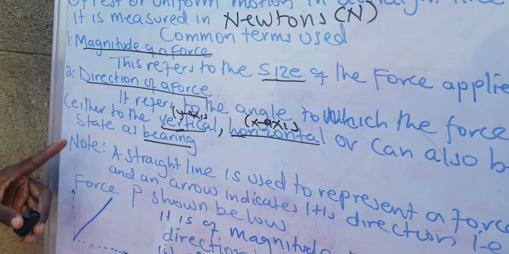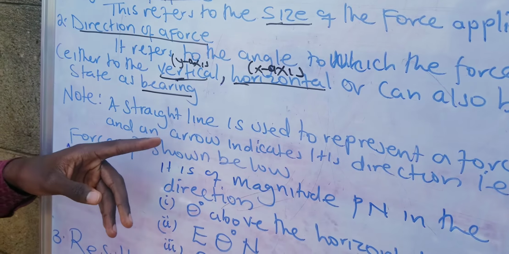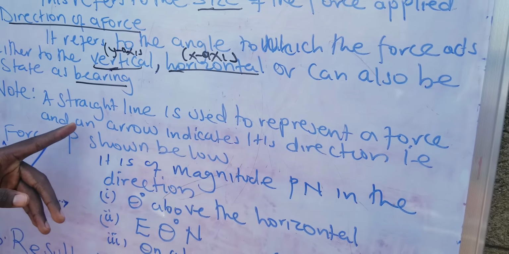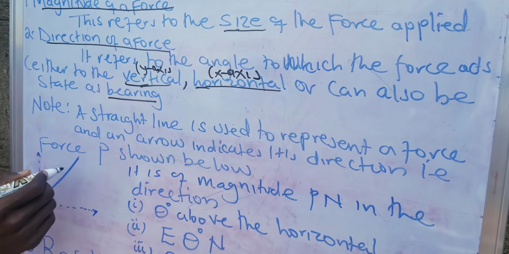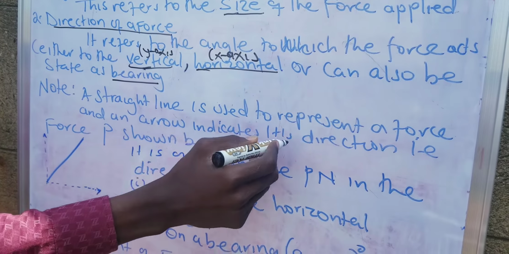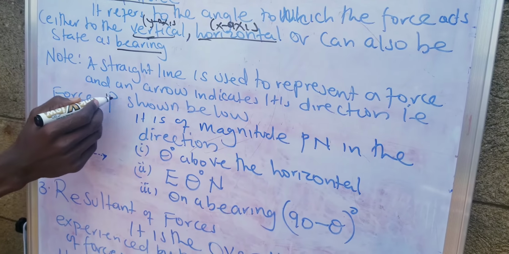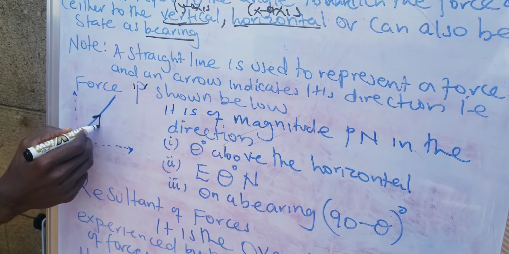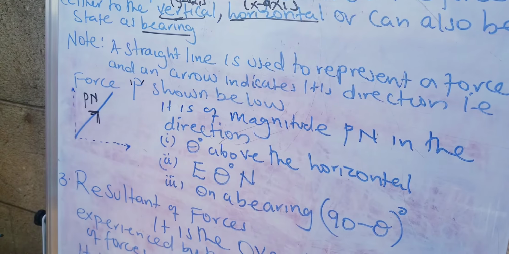Now, we want to look at what we have said about direction. We are saying, note, a straight line is used to represent a force. So in most cases, whenever we shall have a force, we shall have a straight line, and it should be drawn using a ruler, and an arrow indicates its direction. Here we are dealing with our force, which we are calling force P, as you can see, and this is my force P newtons.